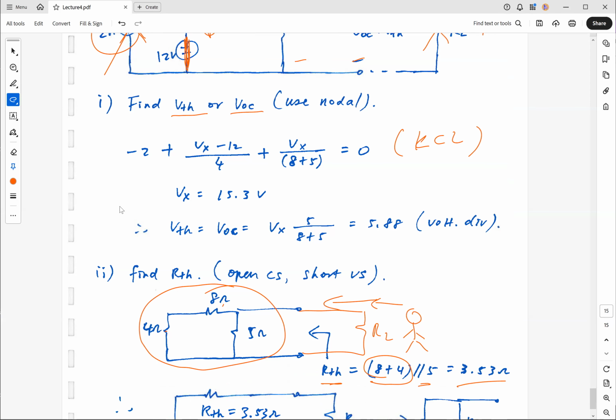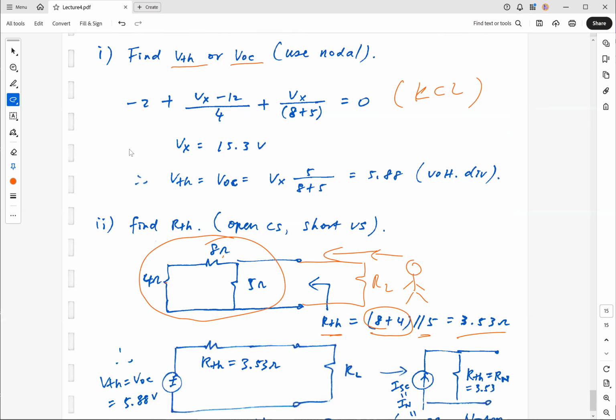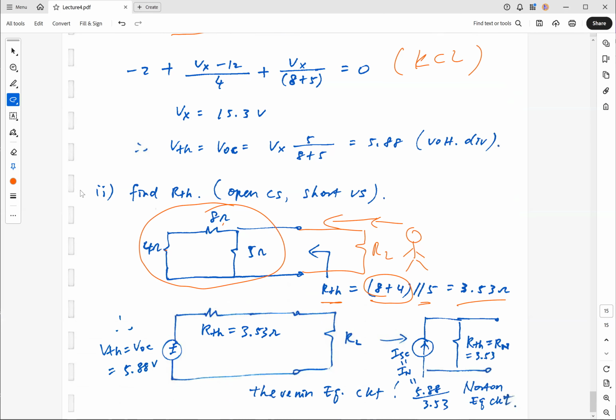Of course, very last step, put everything together. You have the VTH or VOC that we just found, and also the RTH that we found over here, and you put everything back into this series combination for the Thevenin equivalent circuit. Then you're done. And of course, if I ask you to find V out, then you will do voltage division. That's something that we have already done and justified earlier.